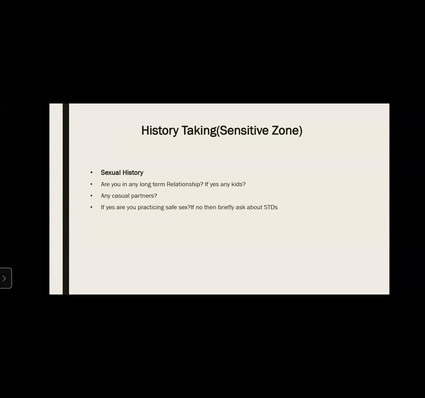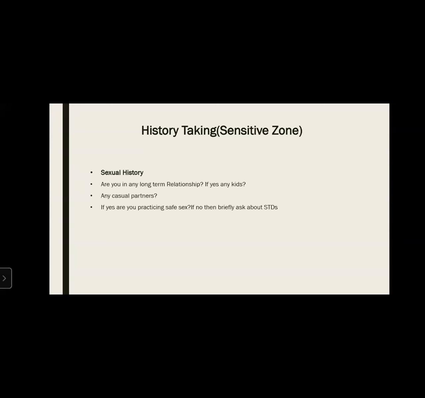Moving ahead, then comes the sexual history. So this is a very sensitive zone. You should first of all give a warning shot to your patient that I am going to take your sexual history, because it is extremely personal. It should be asked in a very polite manner, in a non-judgmental way, because there are some different practices in Southeast Asia or the Middle East than in the UK. So you should be very conscious while taking this history.